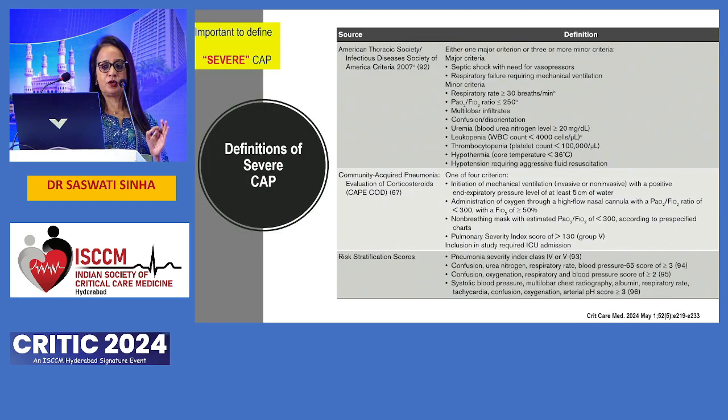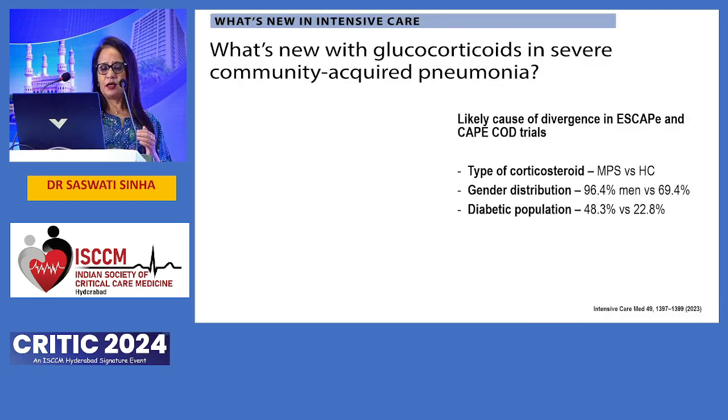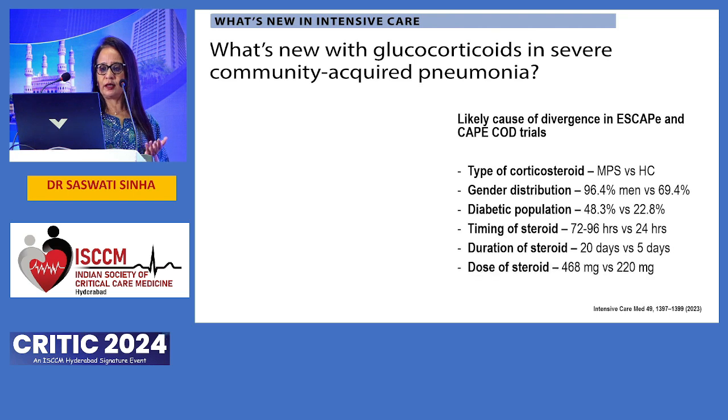It is important to define severe CAP. So whatever definitions, either the ATS, IDSA, or the definition which has been used by the latest CAPE COD trial, or the different pneumonia severity scores which we use in day-to-day practice. Now, what could be the difference why the ESCAPE and the CAPE COD trial had such divergent results? It could be the type of corticosteroid used, methylprednisolone versus hydrocortisone.